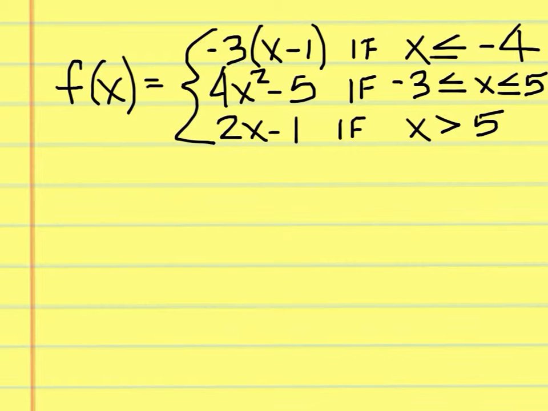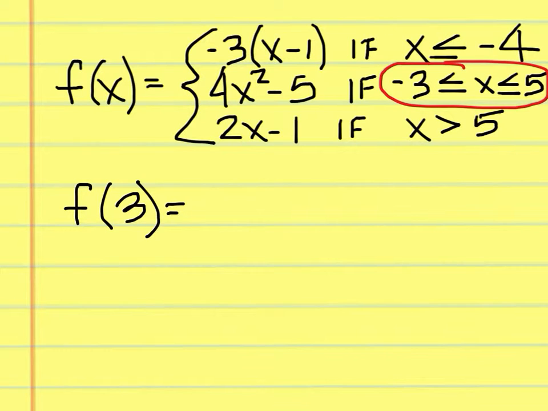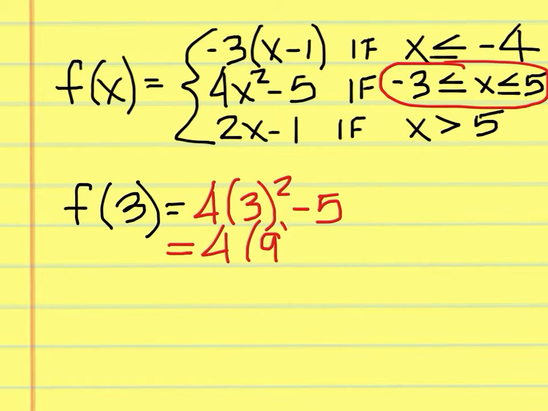With this piecewise function, we want to find what f of 3 is going to be. Which function would I use for f of 3? The first, the second, or the third? The second one, because 3 falls between negative 3 and positive 5. So we would use 4 times 3 squared minus 5. That's 4 times 9 minus 5, which will give us a 31.